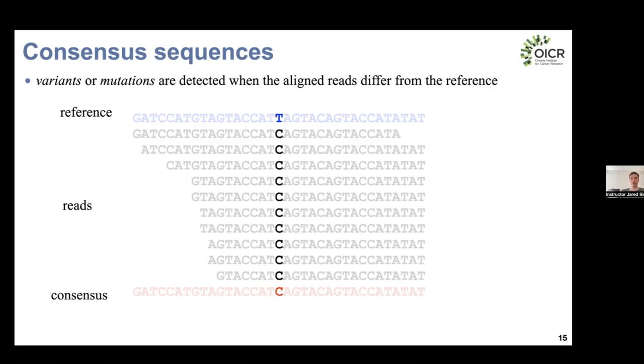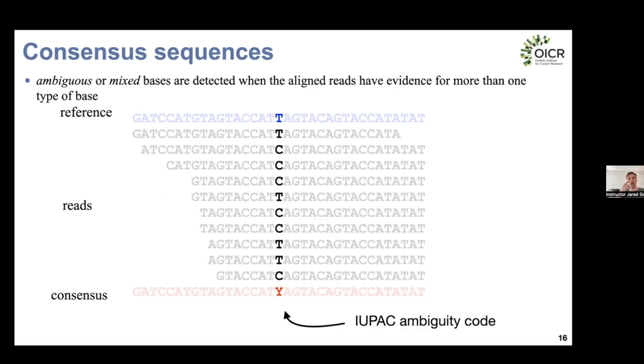We then slide over to a different position of the genome. And here we see that there's a reference T, but all the reads agree that there's a C at this position. So here we would say there's a variant or mutation in the sample with respect to the reference genome, and we would put this C base in our consensus.